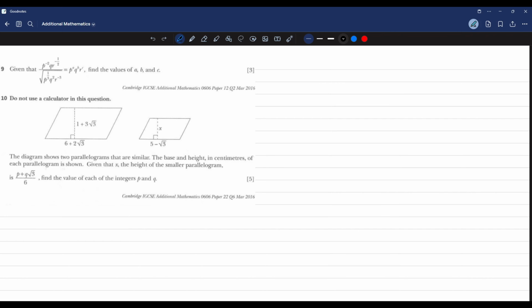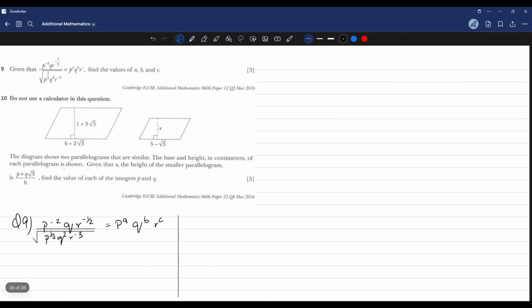Well, we have got question number 9, and they have told us p raised to power negative 2 cube r raised to power negative 1 over 2, divided by p raised to power 1 over 3 q raised to power 2 r raised to power negative 3, inside an under root, is equal to p^a q^b r^c. So basically, you have to simplify this equation, and whatever we get out of this is going to be our answer. I mean, the powers of p, q, and r are going to be our answer. And to be honest, it's not really a hard question.